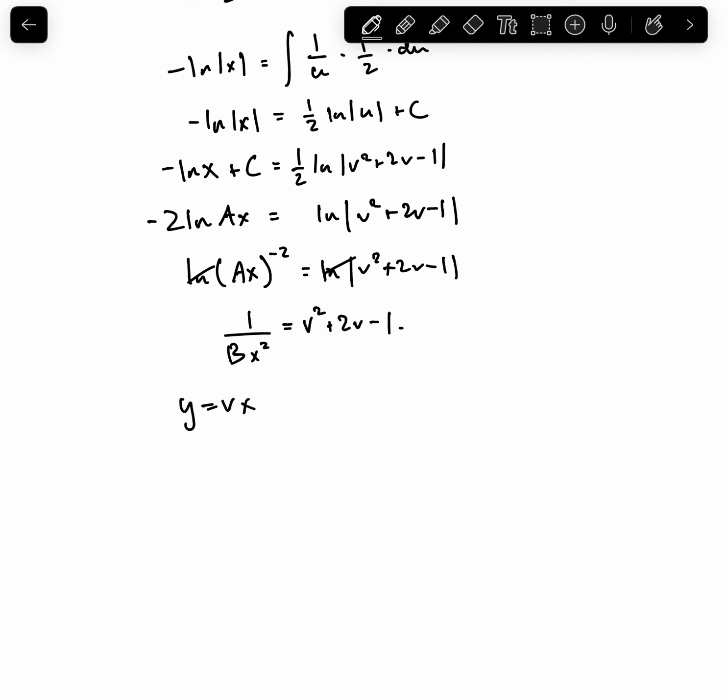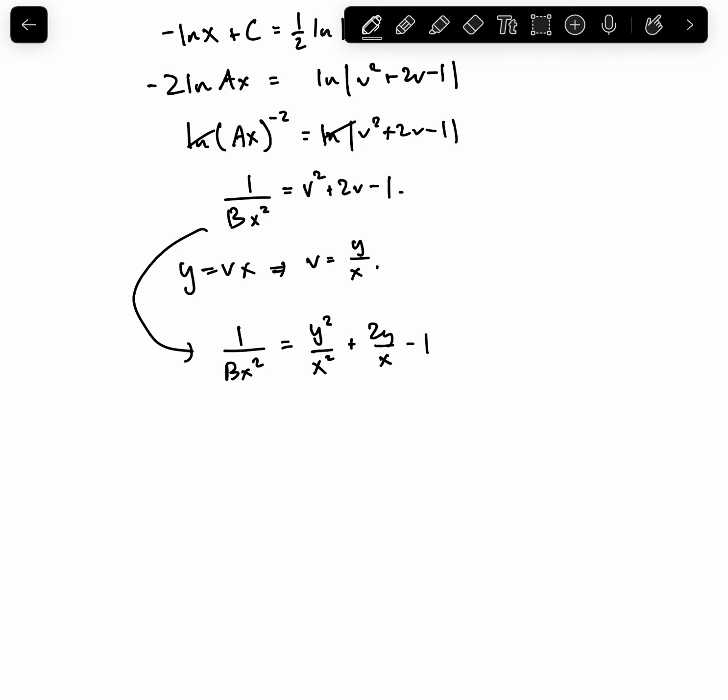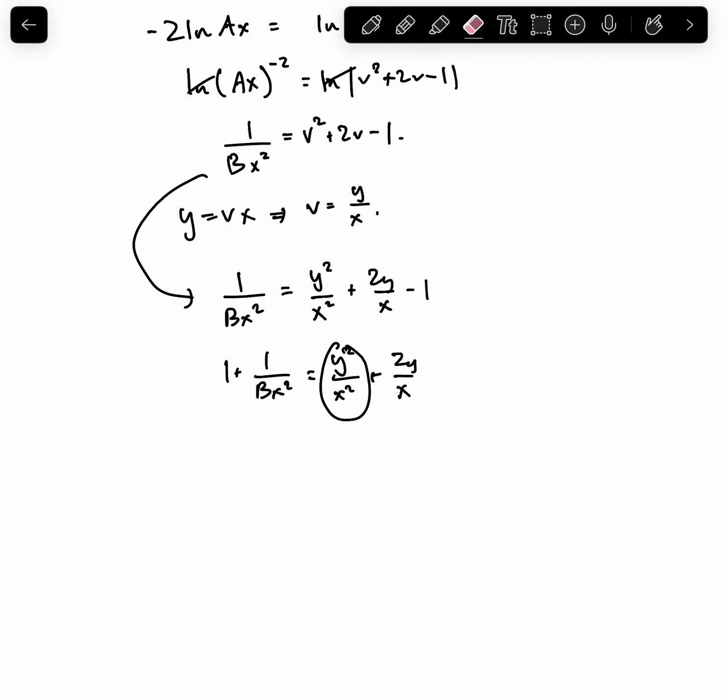y equals vx implies that v equals y over x. We can substitute that here. So 1 by bx squared is equal to y squared over x squared, which is v squared, plus 2y over x minus 1. And we can move the 1 to this side. So 1 plus 1 over bx squared is equal to y squared by x squared plus 2y over x. And we can multiply through by x squared.